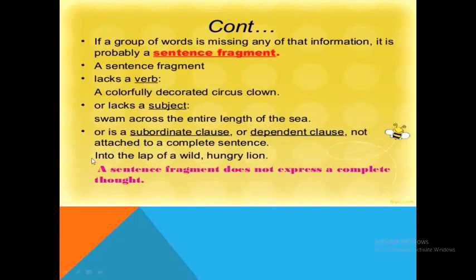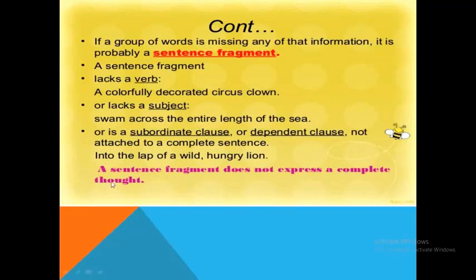Look at that. Into the lap of wild hungry lion. Now this is a subordinate clause. It is a dependent clause because who fell into the lap of the wild hungry lion is missing. The subject of this sentence is missing. The main clause of this sentence is missing, which would describe who fell into the lap of a hungry lion. So it is a dependent clause, a subordinate clause. So how would we define a sentence fragment? A sentence fragment does not express a complete thought.